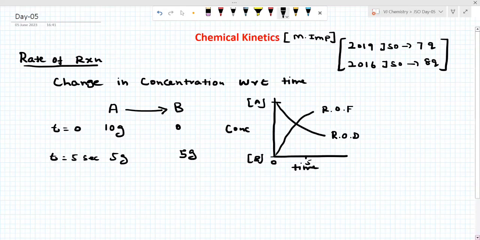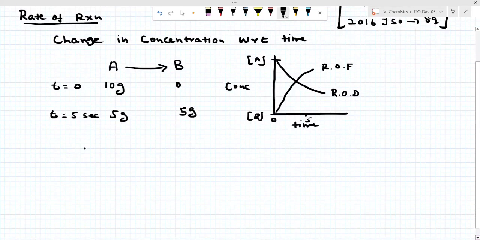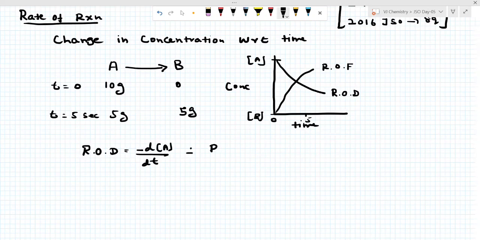Now see the equation. This is the rate of disappearance: minus d[A]/dt. Similarly, this is the rate of formation: equal to plus d[B]/dt. Listen, maximum rates are written using only the reactant, not the product. Why do I put the minus sign here? Minus sign for decreasing concentration, positive sign for increasing concentration.